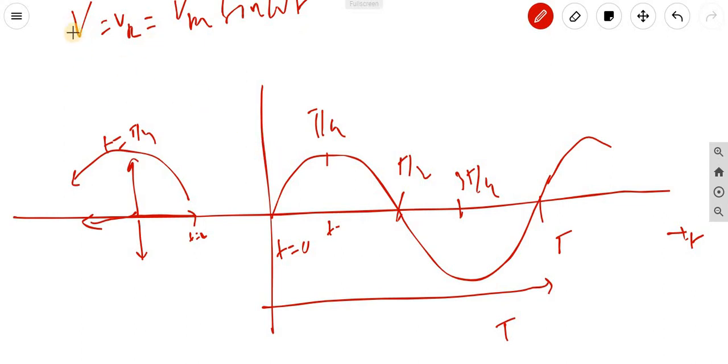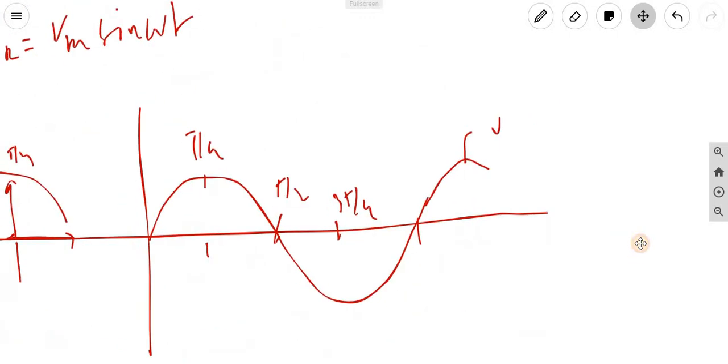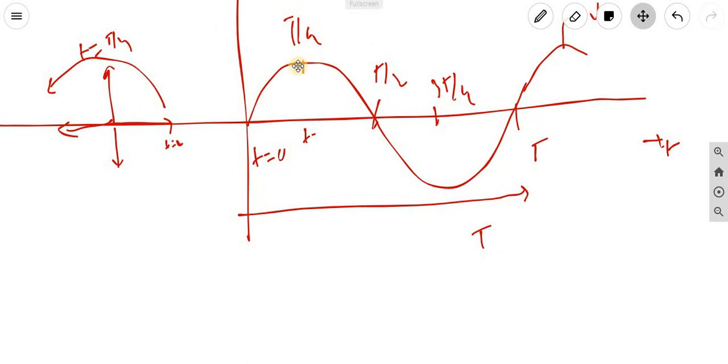Suppose in the same way we are considering the signal Vm sin omega t. If it is the source voltage, the source voltage RMS value instantaneously is V. So this voltage is nothing but the voltage across the resistance. Now the current, as we know, is Vm by R. Here Vm is the peak value, and this is the minimum value.